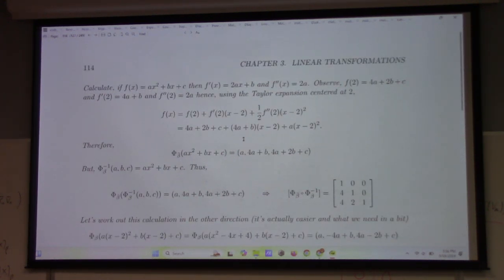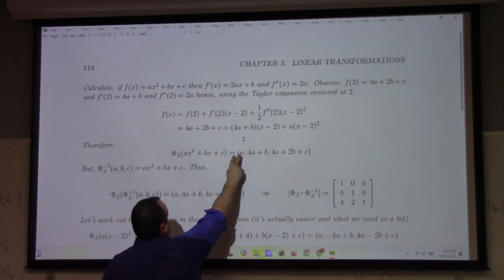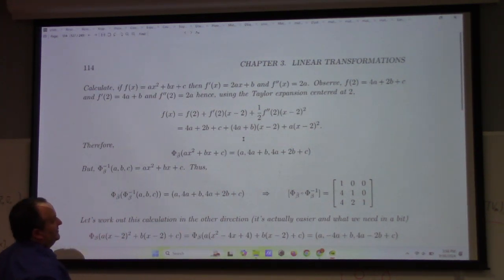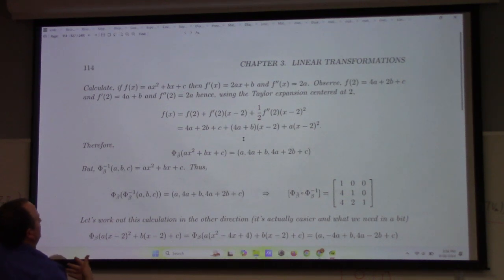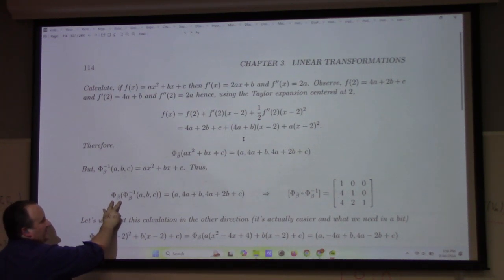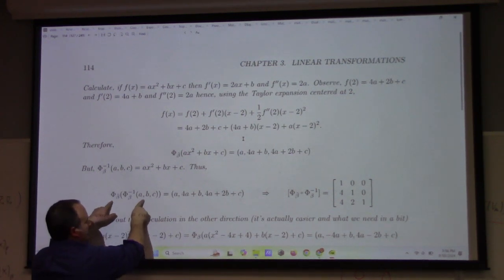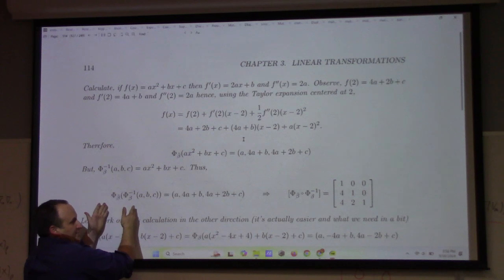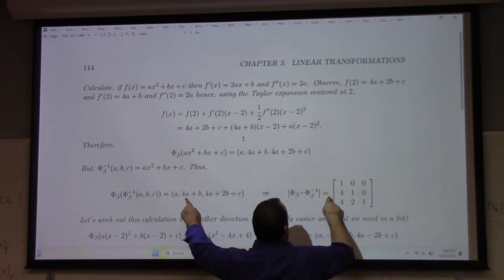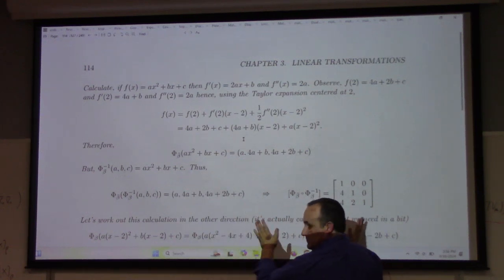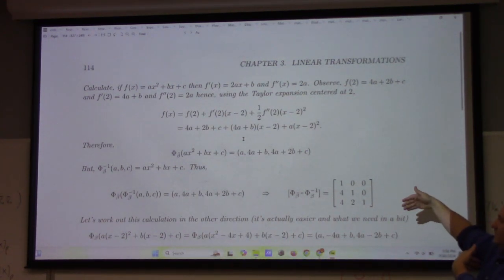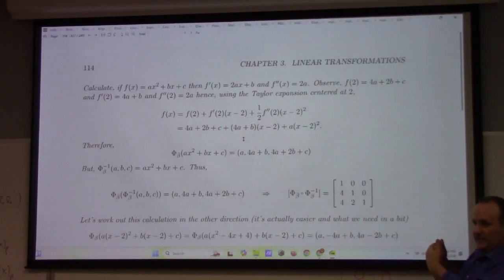Well, then if I calculate the beta bar coordinates of this, I get that. And of course, the complex thing flips as well. Here I actually worked out what happens when you compose phi beta with phi beta bar with phi beta inverse. We end up with this maps to that, which shows me that the matrix of that composition is 1, 0, 0, 4, 1, 0, and 4, 2, 1. But to find the change of coordinate matrices, you have to find the coordinate maps and compose them and see how it works.